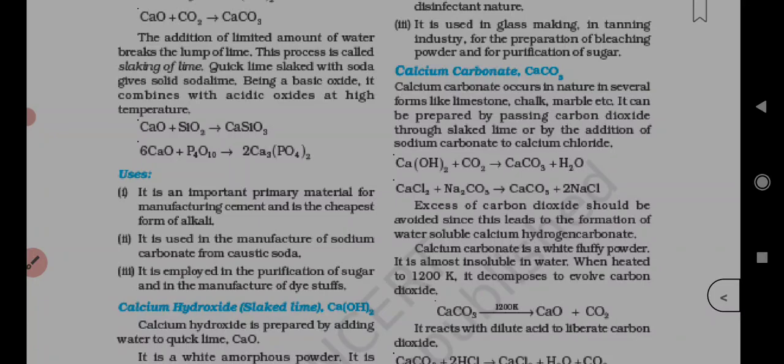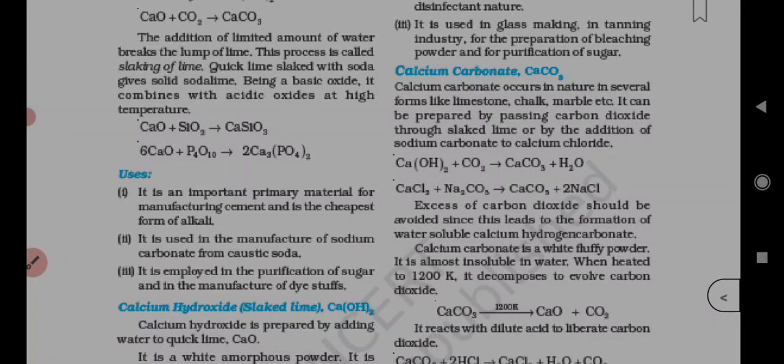Calcium carbonate, when treated at 1200 Kelvin, gives calcium oxide and carbon dioxide. It reacts with dilute acid to liberate carbon dioxide. So if you treat calcium carbonate with dilute acid, calcium chloride, water and carbon dioxide will form. If you want carbon dioxide back, CaCl2 will form and carbon dioxide will be released in water also. So calcium carbonate plus H2SO4 gives CaSO4, water and carbon dioxide again.